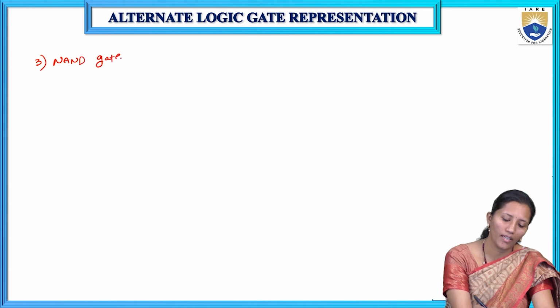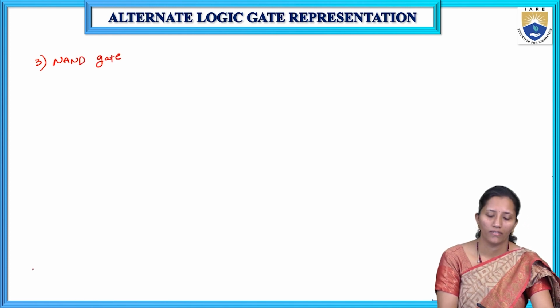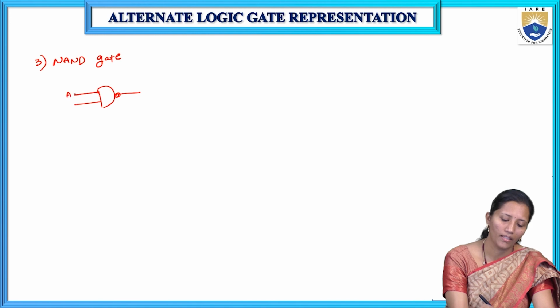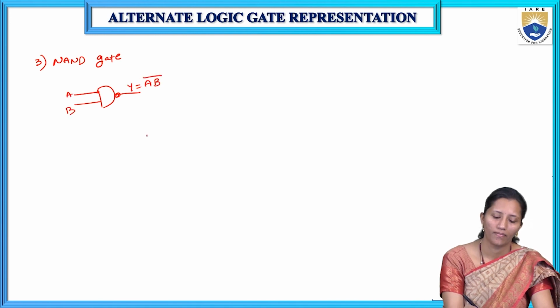So here in NAND gate realization. In the NAND gate, Y is equal to (A·B) whole bar. We can apply De Morgan's law. We can write this as A bar plus B bar.